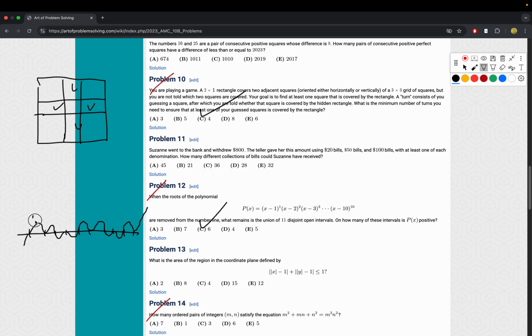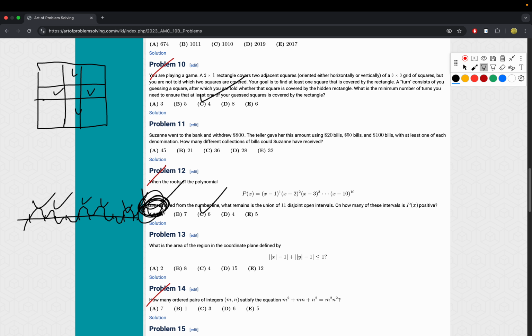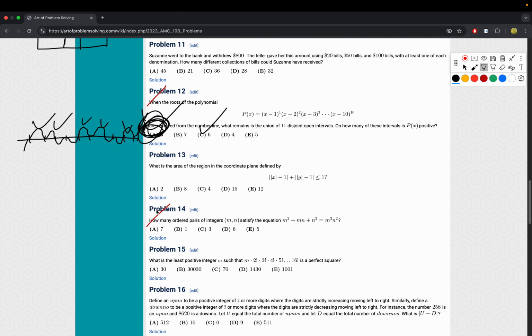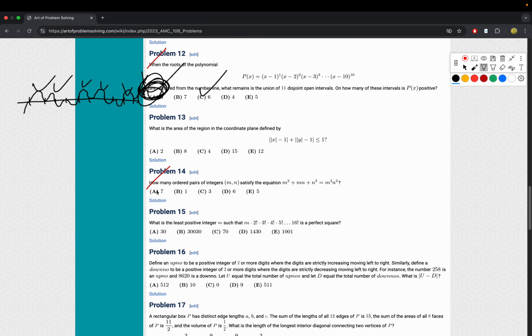So that's why I chose 1, 2, 3, 4, 5. But I noticed that we have 11 disjoint open intervals, and we should count this one too. So we actually have 6. I cannot believe that I made that mistake. Number 14. How many ordered pairs?